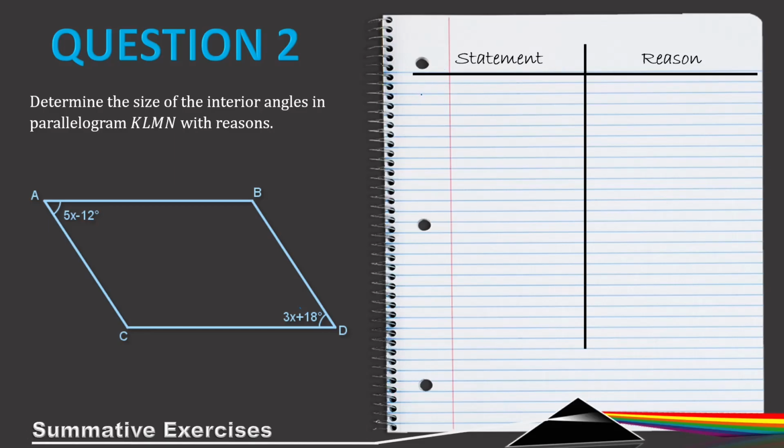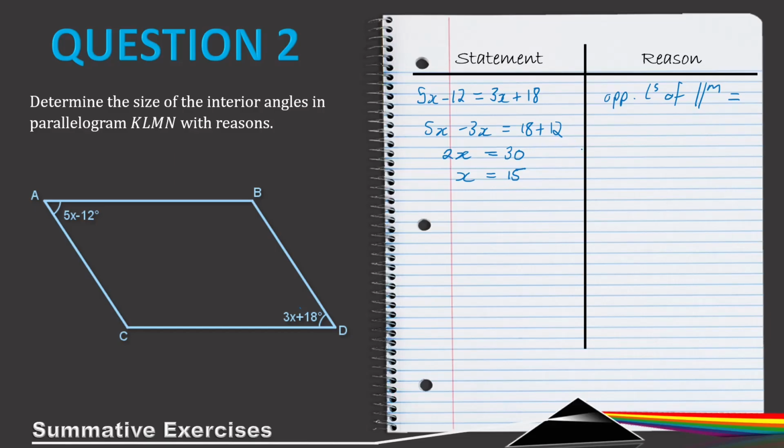We know that 5x minus 12 equals 3x plus 18, and the reason is that opposite angles of a parallelogram are equal. Then we solve for x. So 5x minus 3x is equal to 18 plus 12, and that is 2x is equal to 30. Divide both sides by 2, so x is equal to 15. And then we have solved for x.